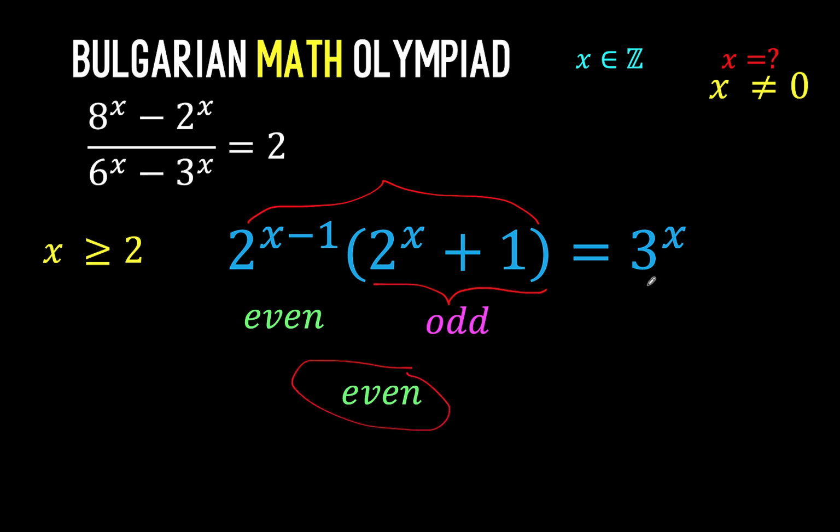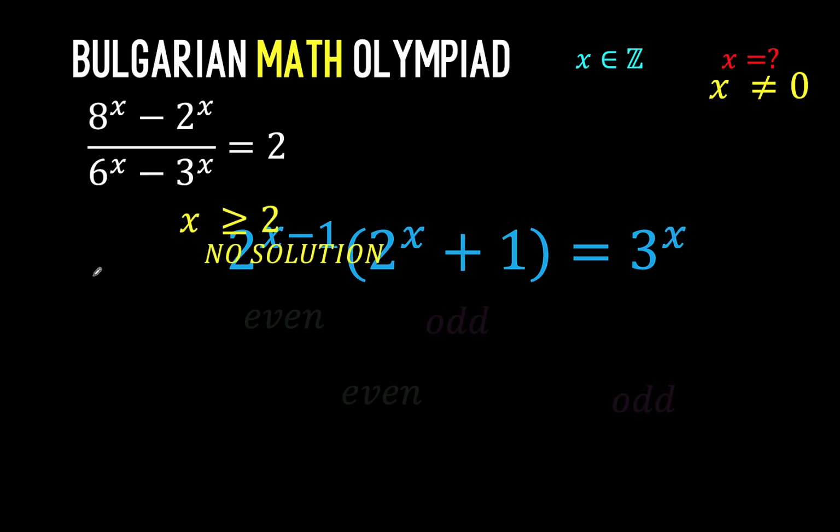Now at the right side, 3 is raised to any integer greater than or equal to 2. So when x is 2, you have 3 squared, which is 9, which is an odd number. 3 to the third is 27, is also another odd number, and so on. So the right side is always an odd number. So an even number cannot be equal to an odd number. That means when x is greater than or equal to 2, there is no solution to this equation.